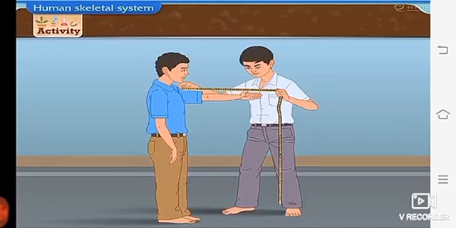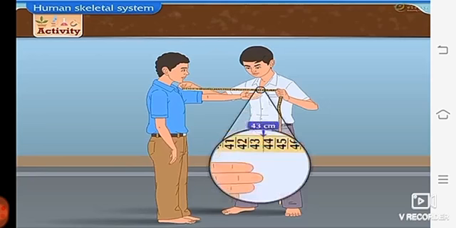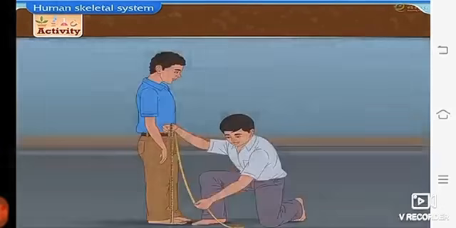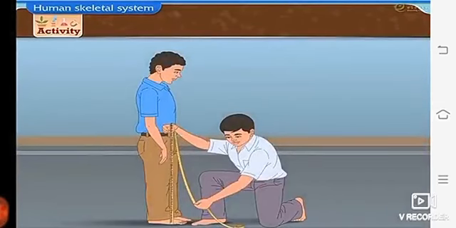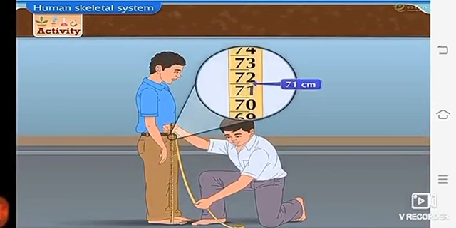Now what you can do, if you have a measuring tape, is measure the length of your arm and then the length of your leg bones, and write it in the table which is given in your textbook. Suppose I have measured, and after measuring I have got arm bones 43 centimeter. Now I will measure leg bones. After measuring, I am getting 71 centimeter. So in that table I am going to write 43 centimeter and 71 centimeter. You can measure your arm bone and leg bone and write it in the table.